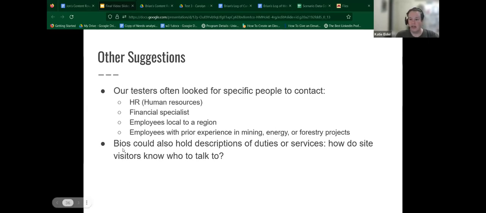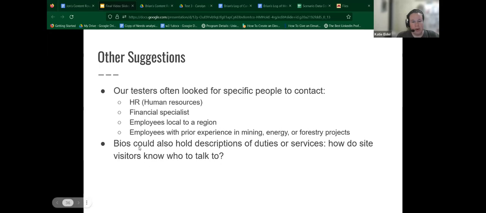These employee bios on the what about us page could either indicate people who are specific contacts for these questions, or you could have general contact information for those concerns beneath your employee profiles.